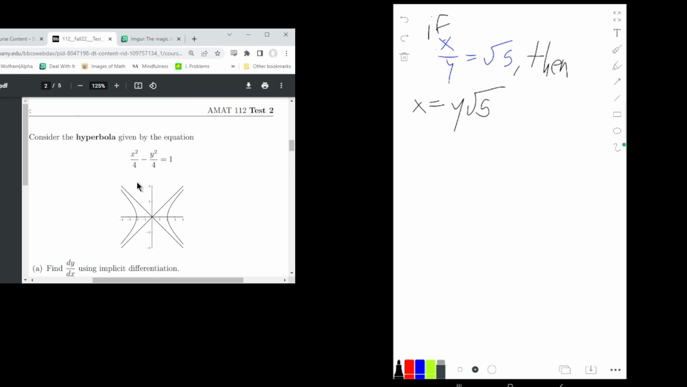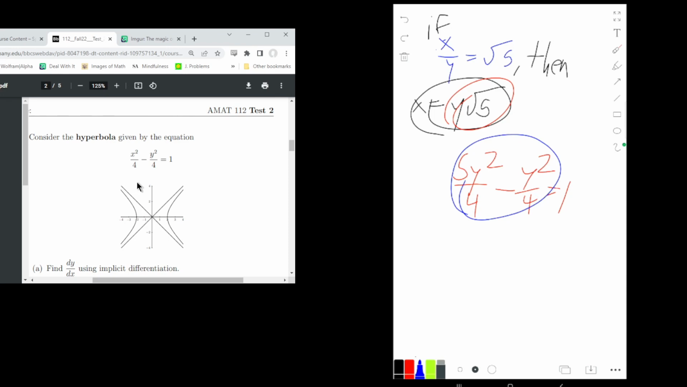So we can plug this value in for x. So rather than x squared over 4, we'd have y root 5 squared, and that would just be 5y squared over 4 minus y squared over 4 equals 1. But this arithmetic on the left just becomes 5y squared minus y squared. That's 4y squared over 4, or just y squared, equals 1. And so y is plus or minus 1.